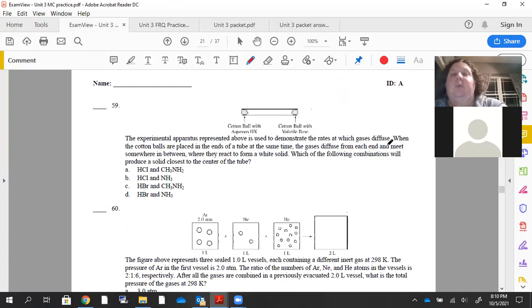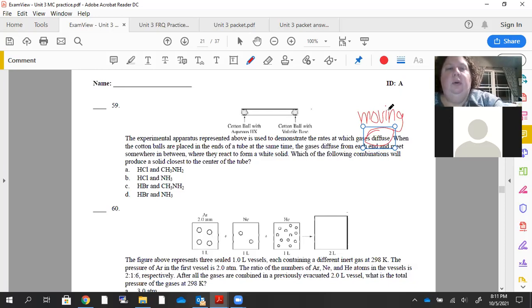So we talked about that when gases diffuse, we're just talking about those gases moving. So we're going to be talking about speed and stuff like that. When the cotton balls are placed at the end of the tube at the same time, the gases diffuse from each end and meet somewhere in between where they react to form a white solid. Which of the following combinations will produce a solid closest to the center of the tube? Ooh, this is deep. All right.